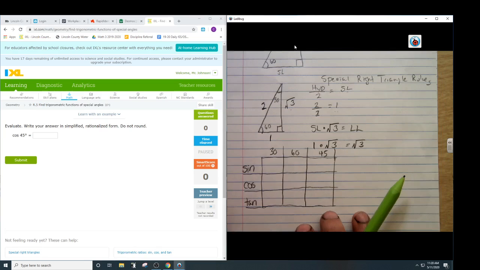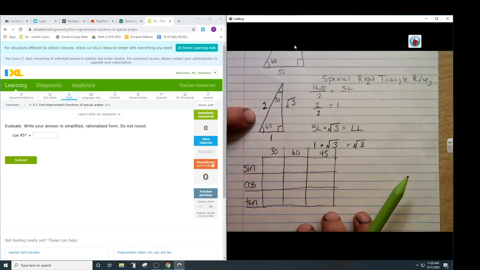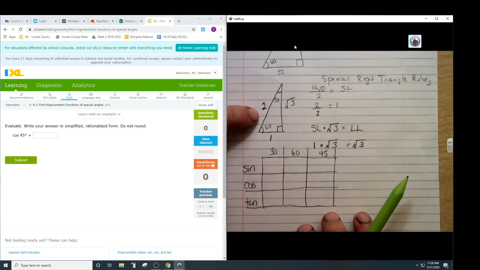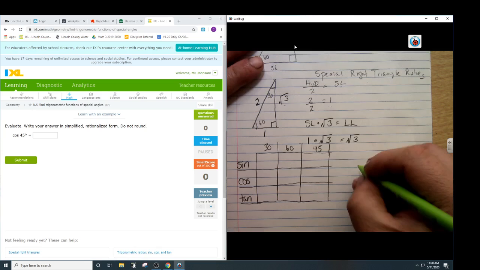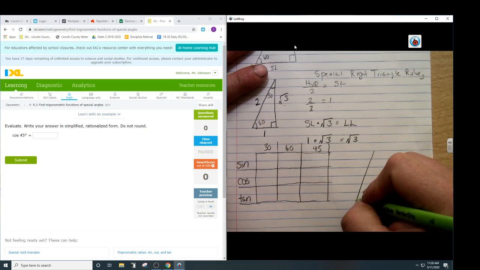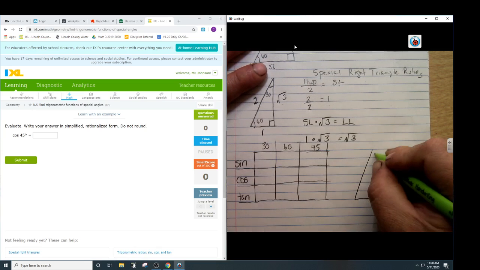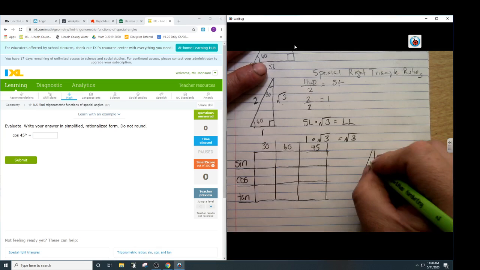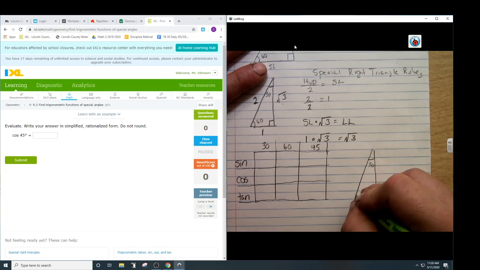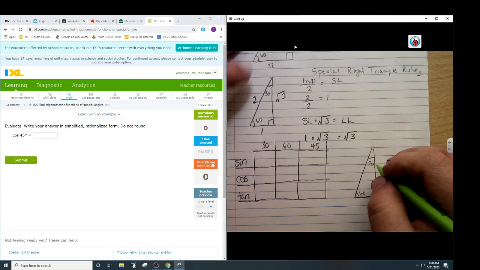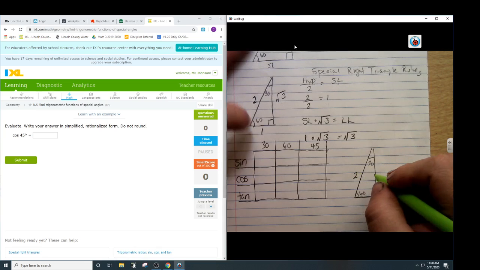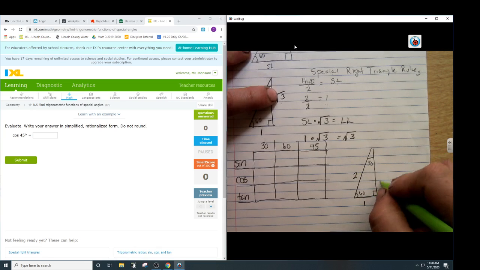So now let's take this triangle we made. Guys, remember, don't think too deep into it. Just trust me on this. Don't think too deep, and you'll be fine. Now, 30, 60, 90. Remember this is 2. The short leg is 1. This is the square root of 3.